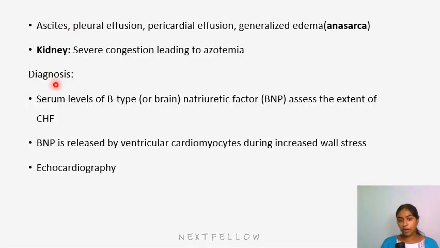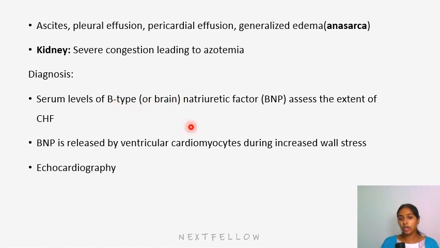Along with the other findings, there may also be ascites, pleural effusion, pericardial effusion as well as generalized edema. In the kidney, as there is severe congestion, this may also lead to renal failure, which leads to azotemia. So coming to diagnosis of heart failure, the diagnosis depends upon two peptides: one is atrial natriuretic peptide as well as B-type natriuretic peptide.